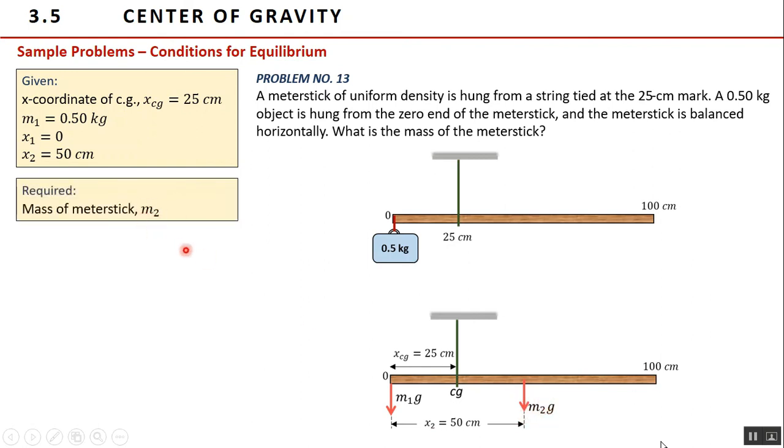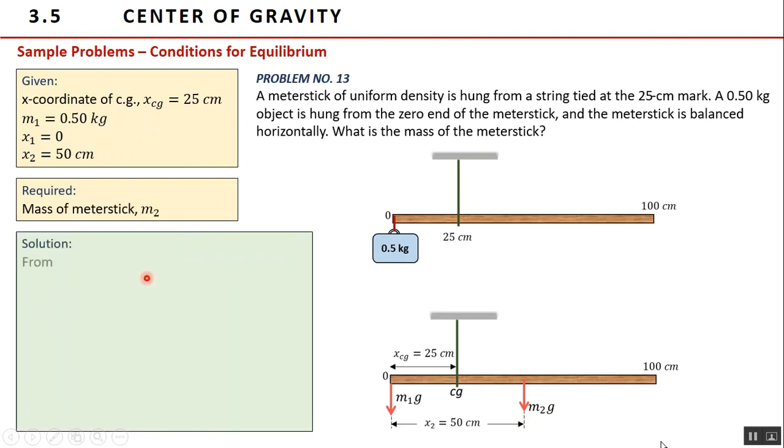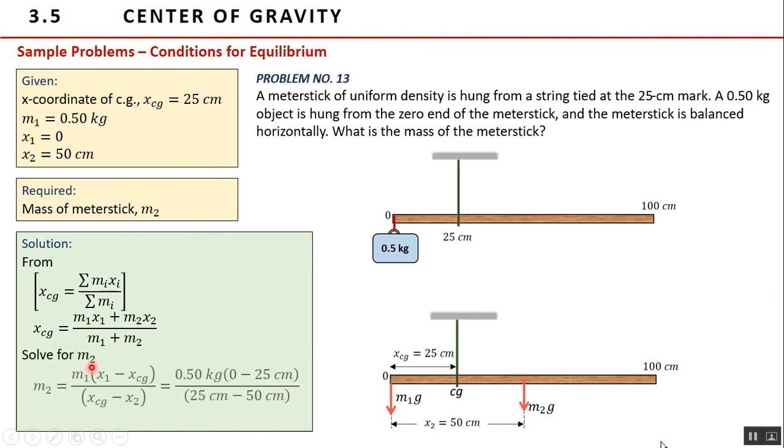From the formula of the x-coordinate of the center of gravity, x equals the summation m1 x1 plus m2 x2, divided by the total mass, m1 plus m2. So from here, we solve for the mass of the meter stick m2. So m2 is equal to m1 times the quantity x1 minus the x-coordinate of the center of gravity, divided by x of cg minus x2. Substituting the values, therefore the mass of the meter stick is also 0.5 kg.